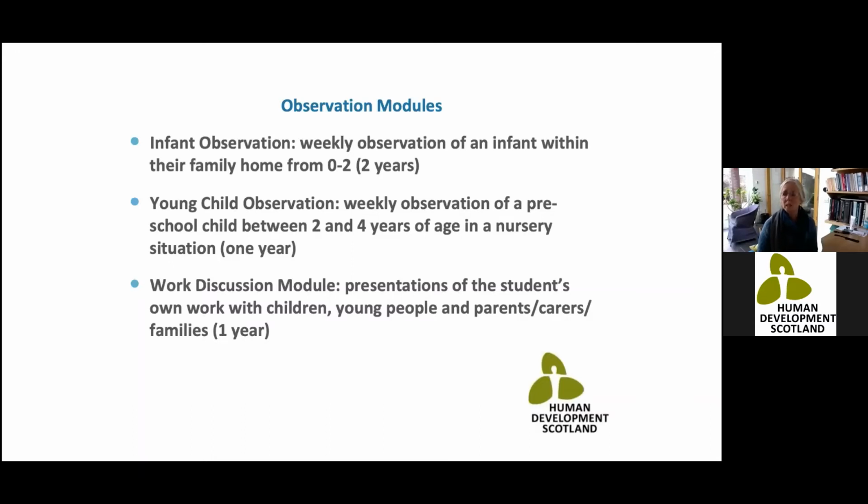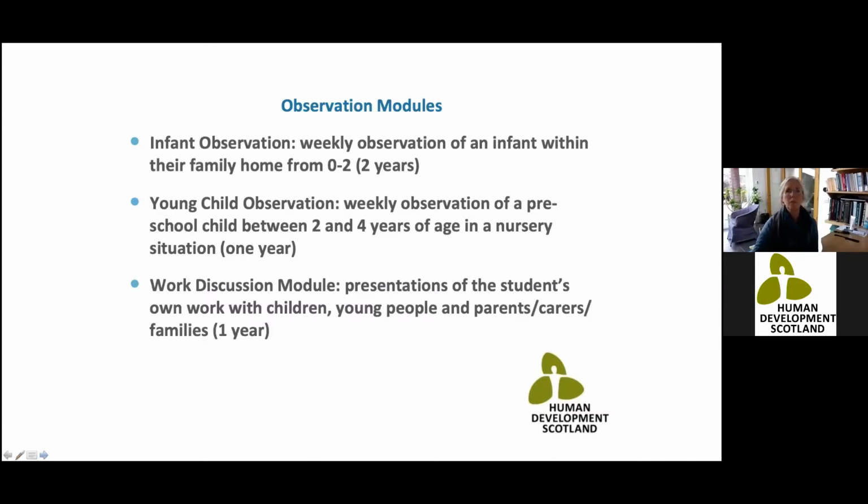There's also a young child observation seminar, which is a weekly observation of a preschool child between the ages of 2 and 4, usually in a nursery setting, but occasionally in a family setting, and that runs for a year. We also have a work discussion module where the student is expected to bring presentations of their own work, so written presentations of their own work with children, with young people, parents, carers, families, and that module runs for a year.